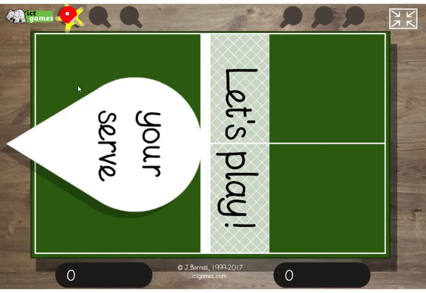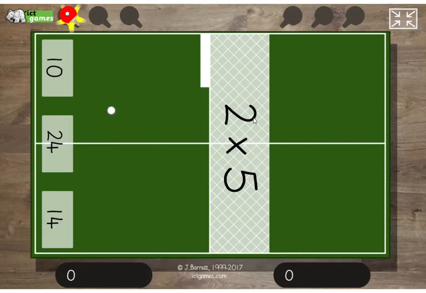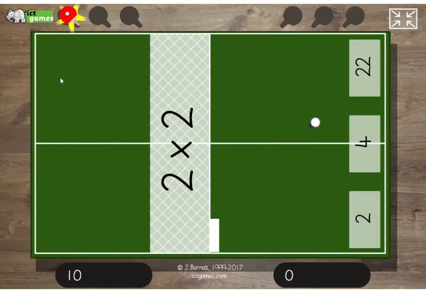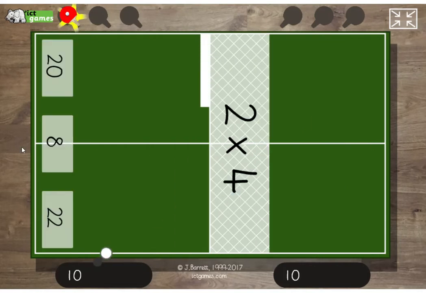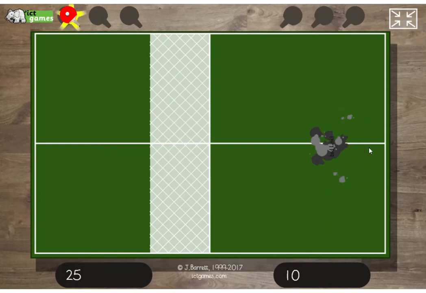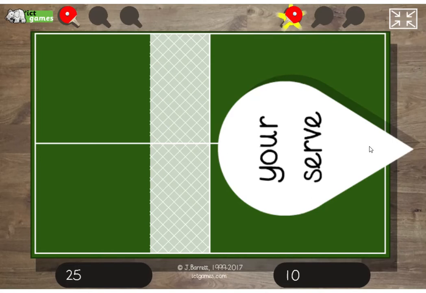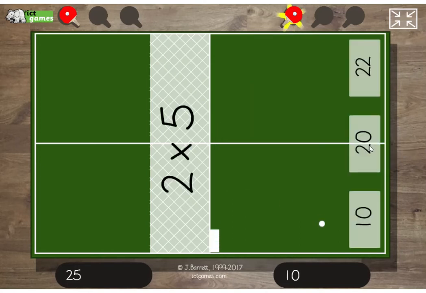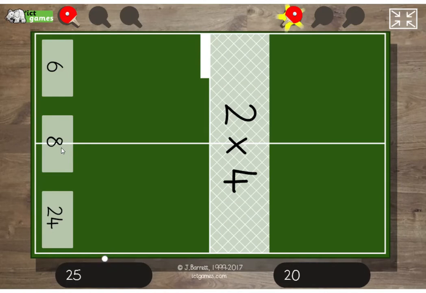What happens is one person sits on this side of your tablet, and one person sits on this side of your tablet, or on your phone if you have one. Now it's this person's go first. 2 times 5 is 10. And it goes over here. 2 times 2 is 4. 2 times 4 is 8. 2 times 2 is... Oh, I got that wrong. And you see, you're playing table tennis. The game is called Tables Tennis. So you're playing table tennis and quickly recalling your facts.